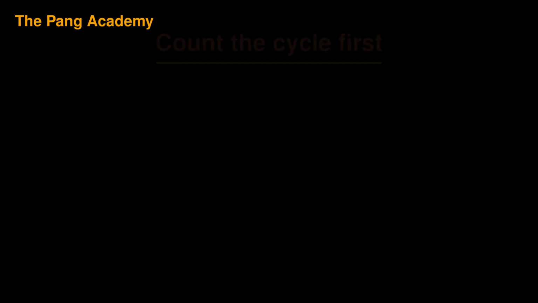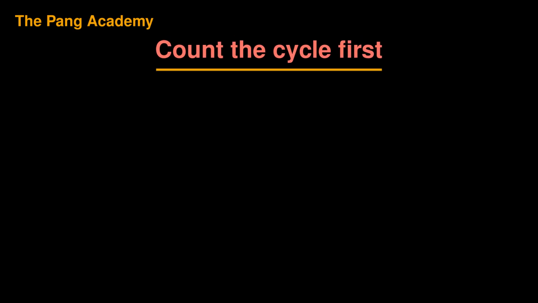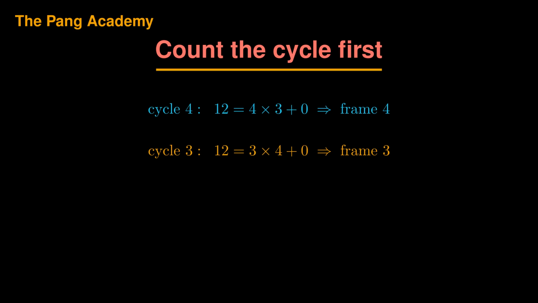And getting the cycle wrong wrecks everything. Take frame 12. If the cycle is 4, 12 is exactly 3 turns with remainder 0, so the last frame, frame 4. The arithmetic is clean and the answer looks solid. But if the cycle is 3, 12 is 4 turns, again remainder 0, so frame 3 instead. Same frame number, two different answers, purely because the cycles differ. So always count one full repeat first, then divide.